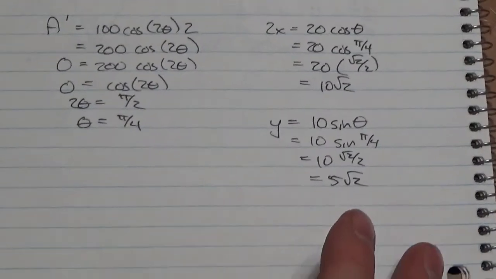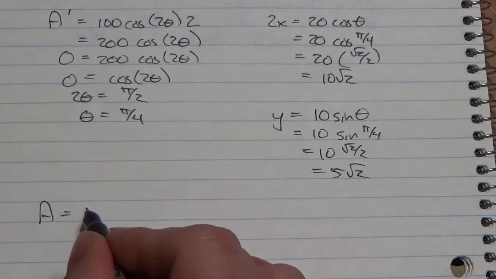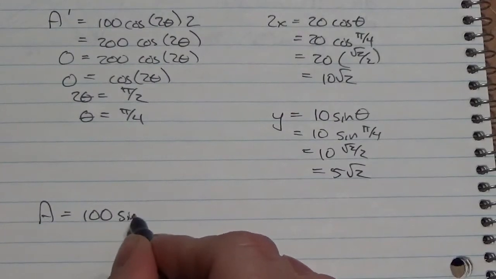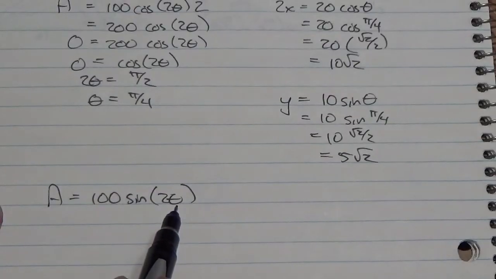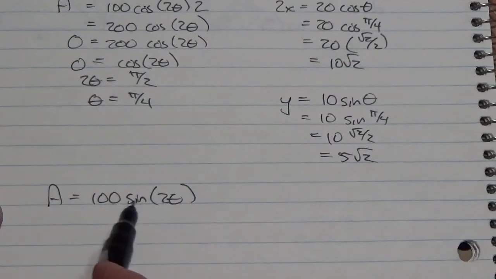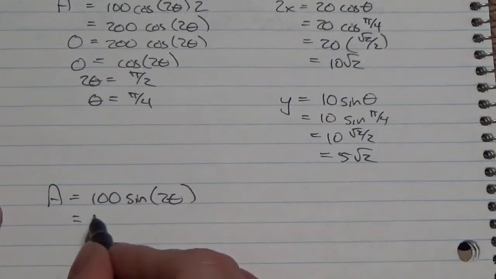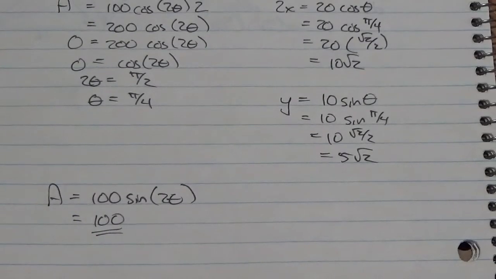Additionally, if I wanted to know what the maximum area was, this actually gets even better, because watch this. If I want to get the maximum area, I know that theta has got to be equal to pi over 4. Well, 2 times pi over 4 is pi over 2. The sine of pi over 2 is just 1, so my maximum area is just that 100, just that coefficient right there. It works out so nicely.